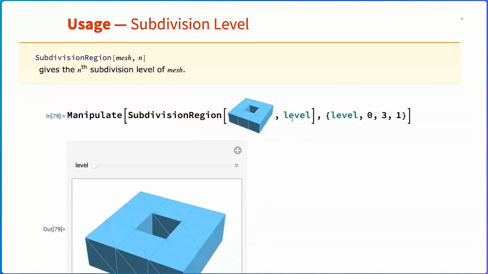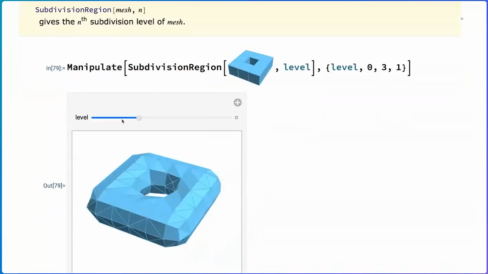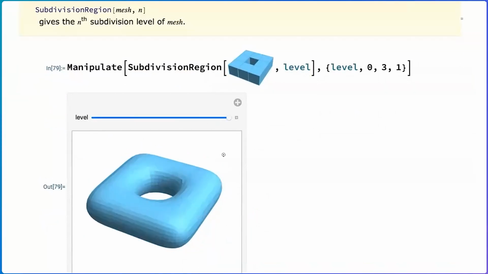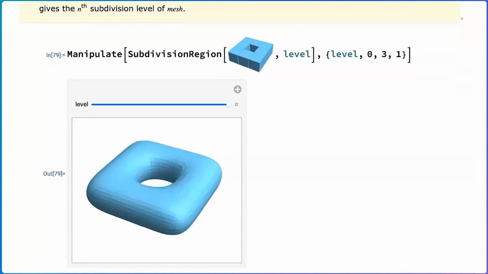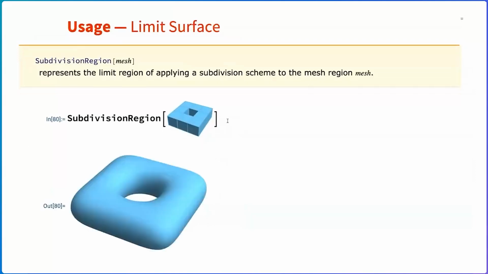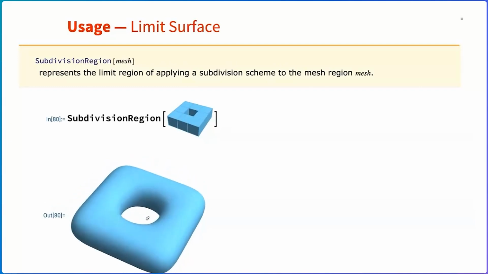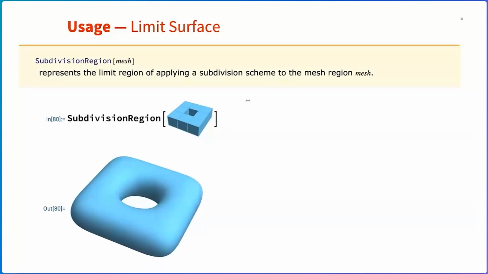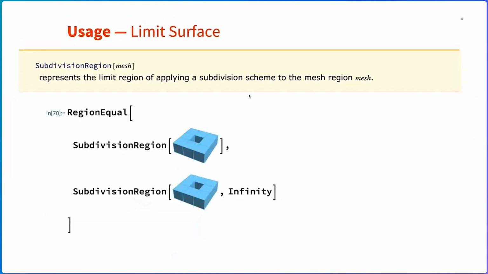We can continue this by increasing the level, and see our mesh becomes smoother and smoother, slowly approaching that limit surface. However, if we actually want to represent that limit surface exactly, we can use a syntax where we omit the second argument and just pass in our base mesh. This will represent the perfectly smooth limit surface and not one of the finite approximations that we saw earlier. The syntax is also equivalent to explicitly specifying a subdivision level of infinity, as we can see here.